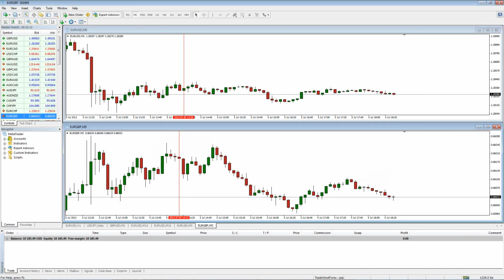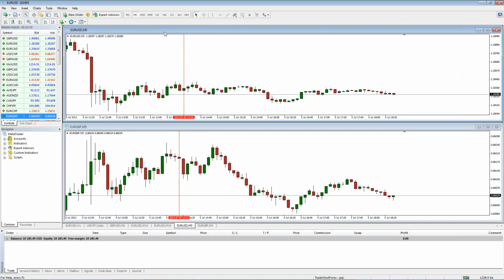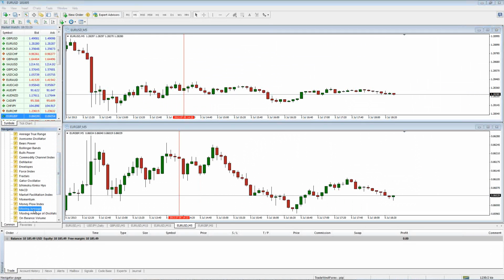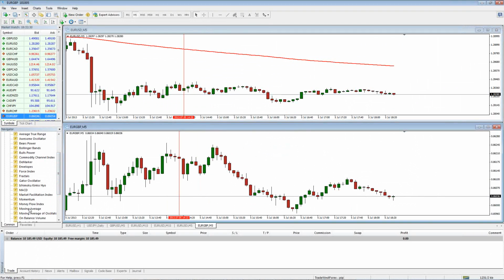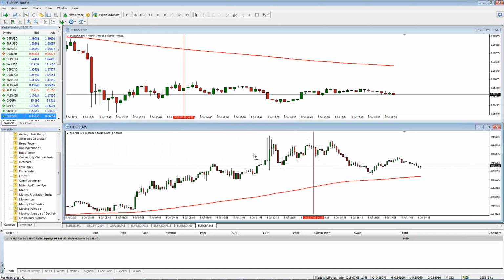And what I like to do, instead of trying to guess, is put a moving average on your chart. So let's do this. Let's put a 200 EMA, which is the long-term moving average I like to use. So we'll stick that on both charts. This one we're not going to be able to see. We're going to have to zoom out a little bit.